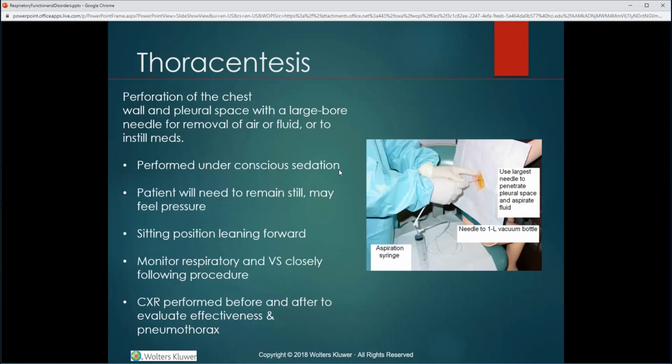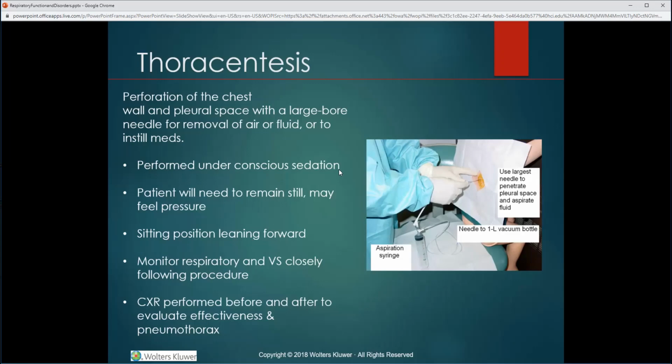Now, if I'm going in your chest with a needle, what am I going to be at high risk for? Puncture. So you're going to be at risk for a pneumothorax, and I'll show you that later. But yes, the main thing, you're going to be watching them for that. They're going to get an x-ray before and after to make sure.